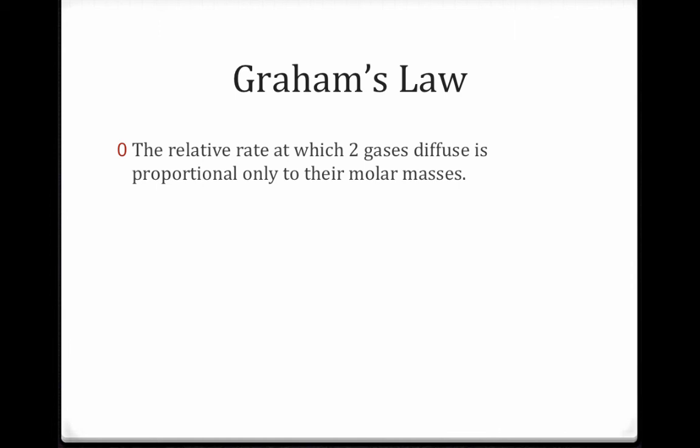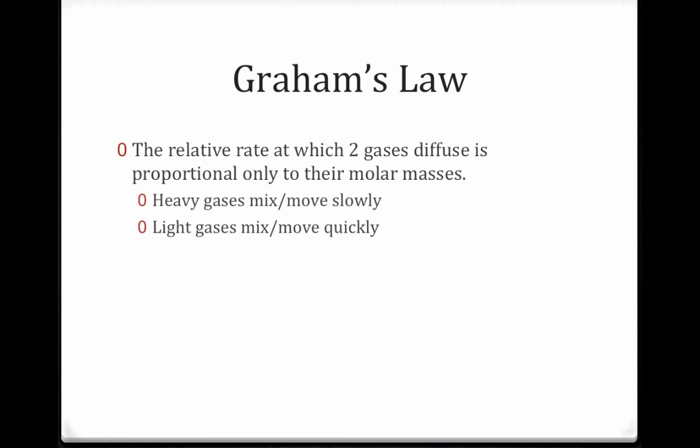The relative rate at which two gases diffuse is proportional only to their molar masses, meaning this gas diffuses quickly, that gas diffuses slowly. The only thing that links the two of them together is what their actual molar masses are. And we can get a little more specific. Heavy gases, ones that have large molar masses, tend to move and diffuse slowly, whereas light gas particles tend to move quickly and diffuse more quickly as well.